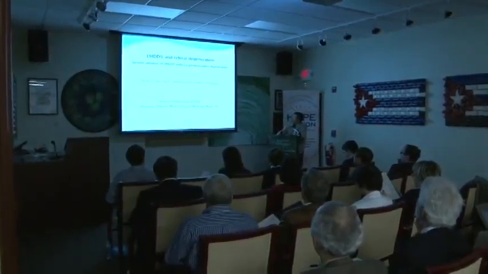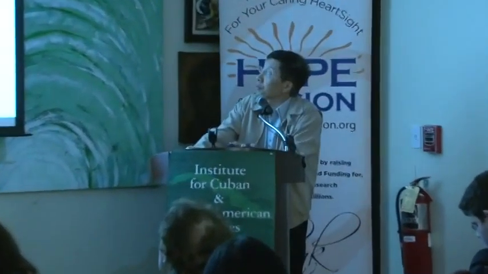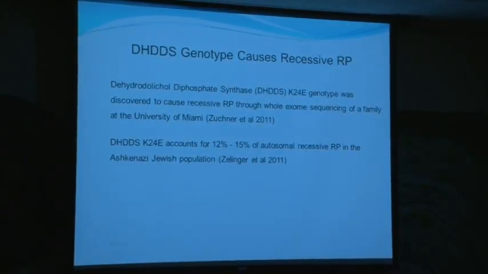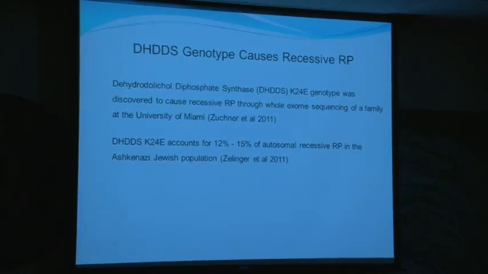Good afternoon. Today I'm going to talk about DHDDS and retinal degeneration. So the DHDDS K24E genotype was discovered in Miami through whole exome sequencing of a family. And from the presentation that was done by Zuckner, a subsequent group then found that DHDDS K24E accounted for 12% to 15% of autosomal recessive RP in the Ashkenazi Jewish population.